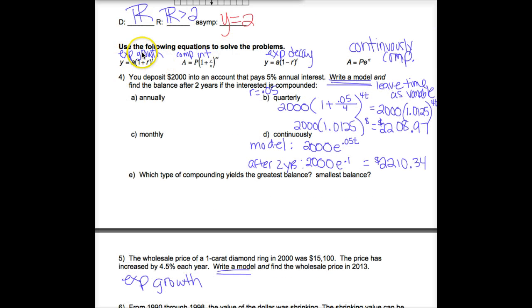So exponential growth is this one right here. A is my initial value. So that'd be 15,100. That's my initial value. Then it's 1 plus R. So the increase rate is 4.5%, which is 0.045. Raised to the T, because again, in models, I leave T as a variable. So that's why my answer for the model says 15,100 times 1.045 to the T. You have to simplify it for your model.